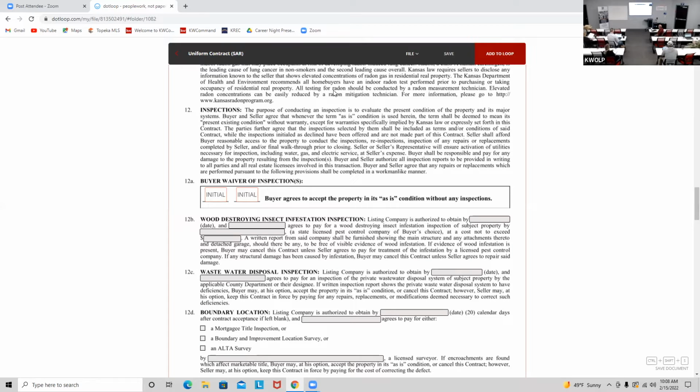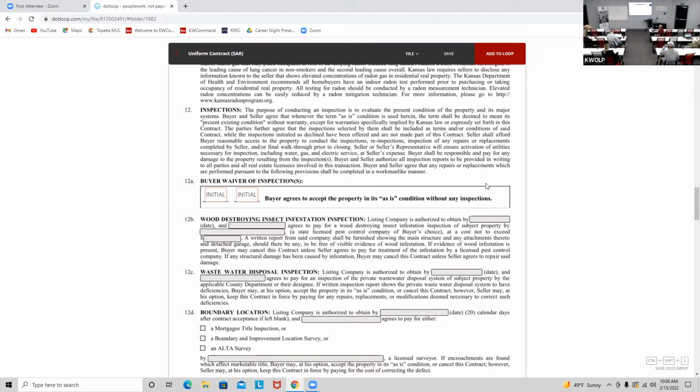There's a lot of information right here that you guys need to be taking heed. One, inspections are paid for by the buyer. They're selected by the buyer. They're paid for by the buyer, with the exception of the termite, which is predominantly paid by the seller.